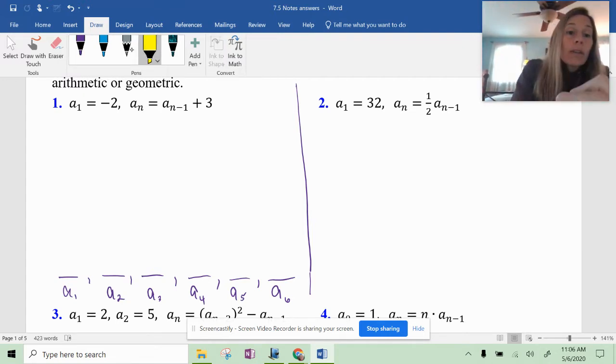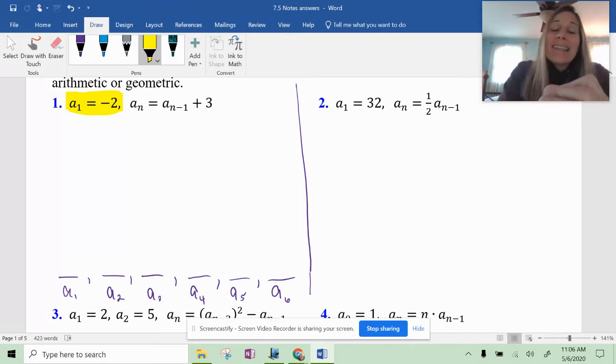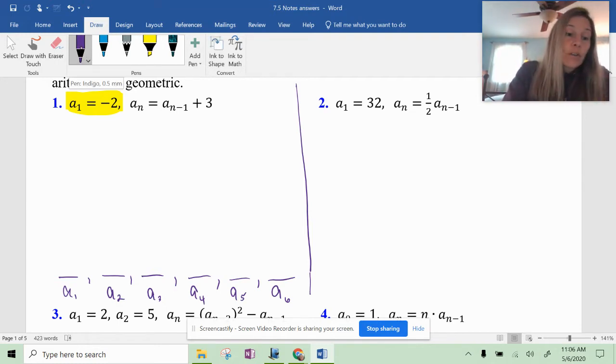Now, they have to start us off with something when we use a recursive rule, because you can't figure out the next number in the pattern if you don't have something to start with. So they have to at least give you the first term. Sometimes they'll even give you 2 numbers if you have to do something with the 2 preceding numbers together. So in this case, they're just giving us the first term, which is -2.